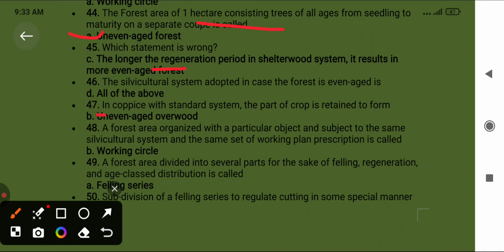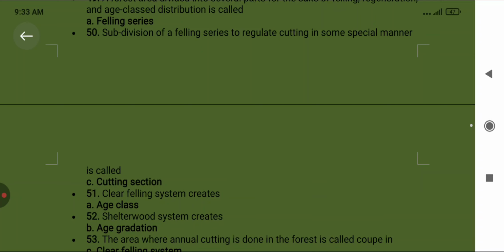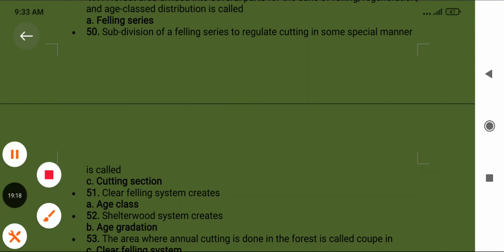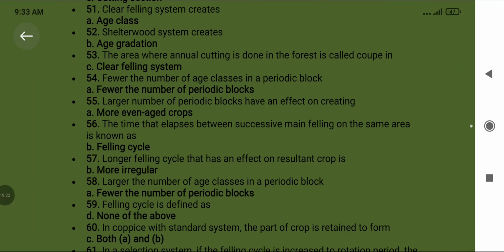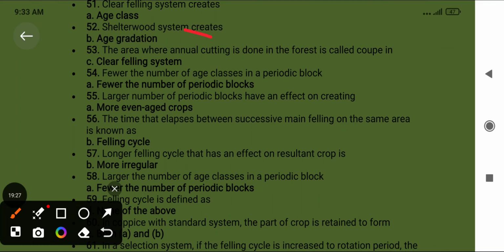A forest area organized with a particular object and subject to the same silviculture system and the same set of working plan prescriptions is called a working circle. A forest area divided into several parts for the sake of felling, regeneration, and age class distribution is a felling series. And the subdivision of a felling series to regulate cutting in some special manner is called a cutting section. The clear felling system creates even age classes. The shelterwood system is gradation.